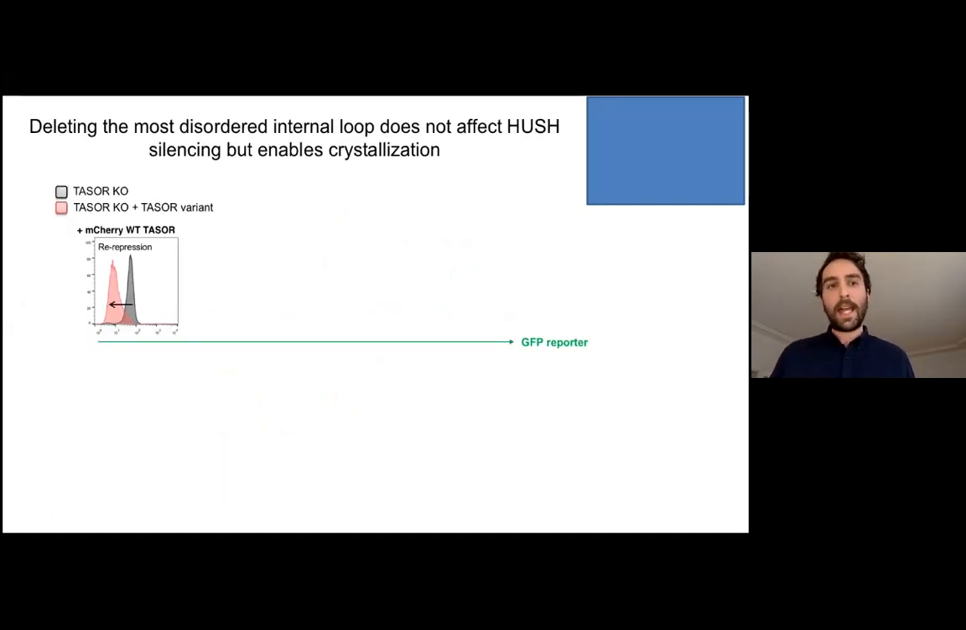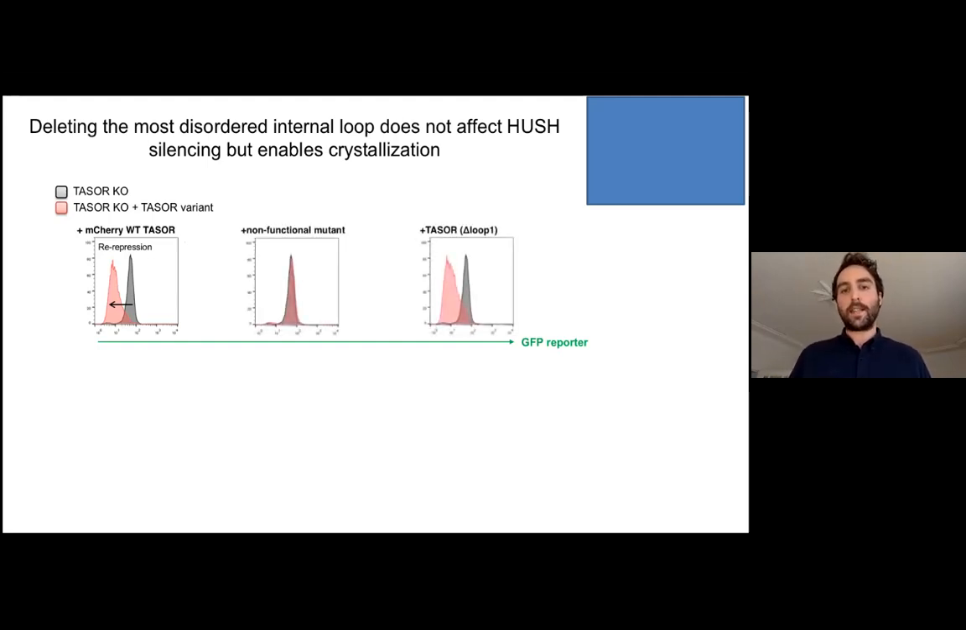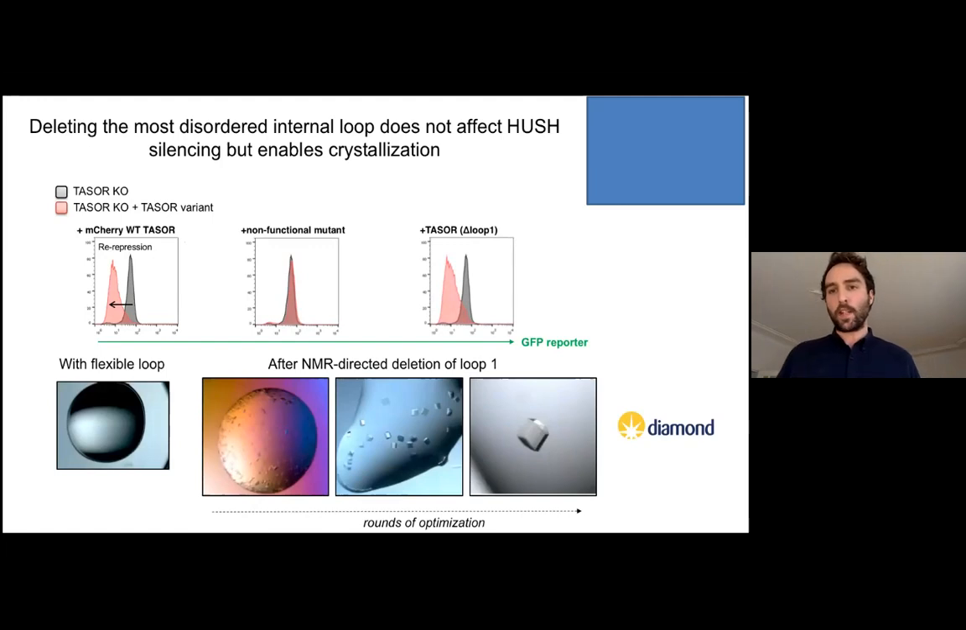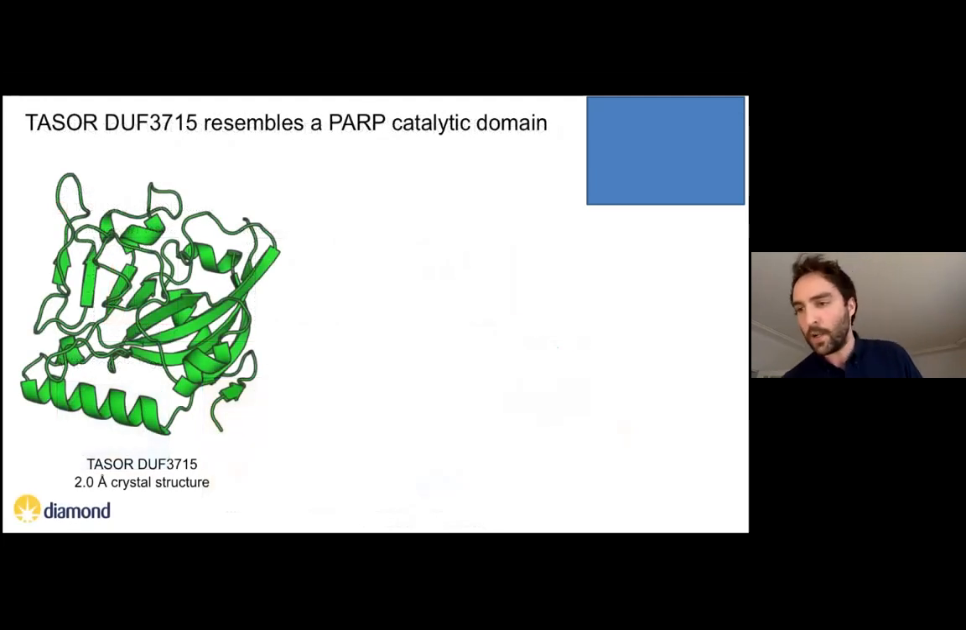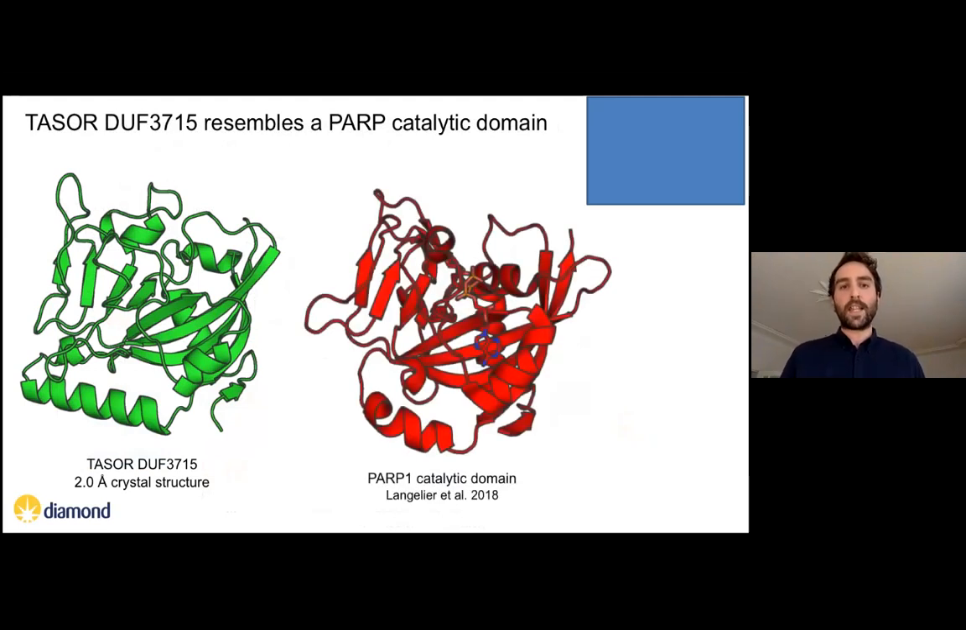So we went ahead and deleted this most disordered internal loop. We checked that it didn't cause a change in HUSH function, and it didn't, but it enabled us to grow beautiful single crystals of this domain. And we solved the structure of this domain to 2 angstroms, which is shown in green here. This was at the Diamond synchrotron in Oxford. And we found that this domain of unknown function closely resembles a PARP catalytic domain.